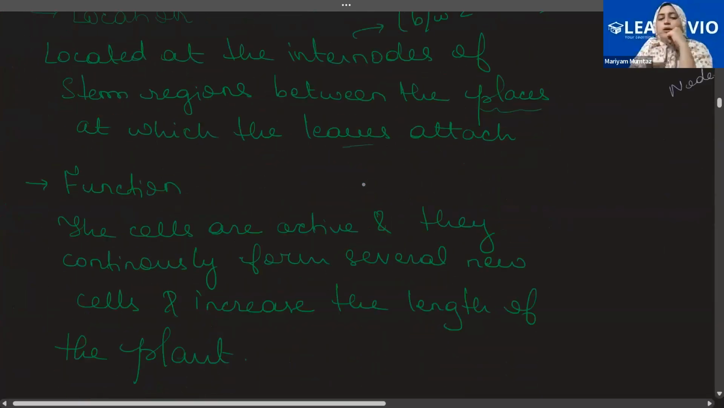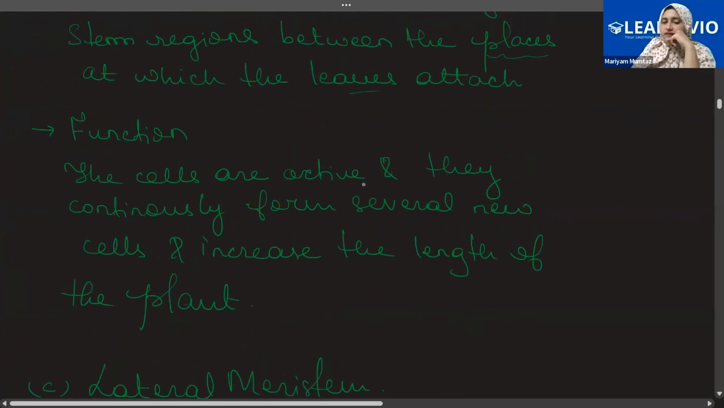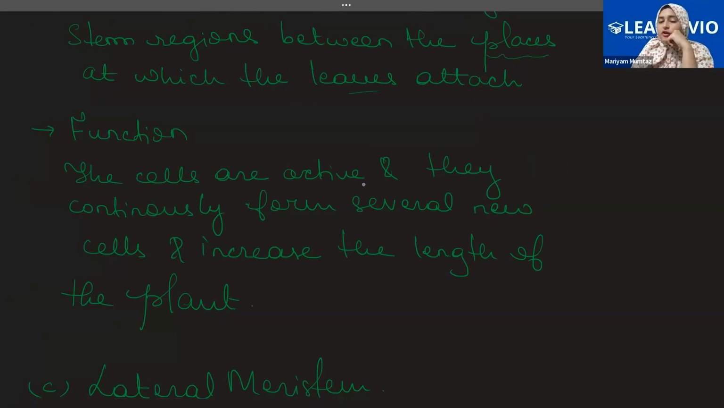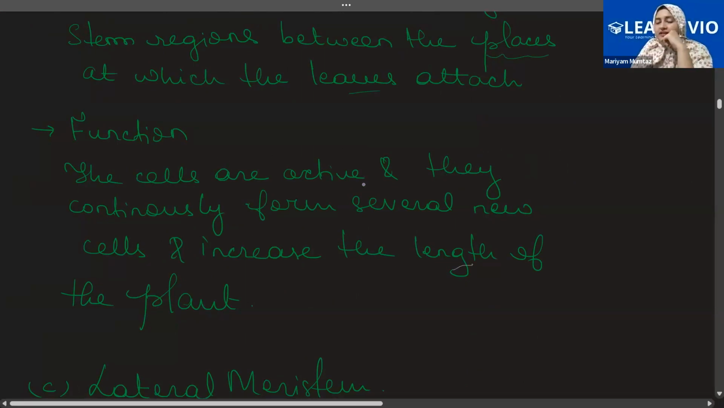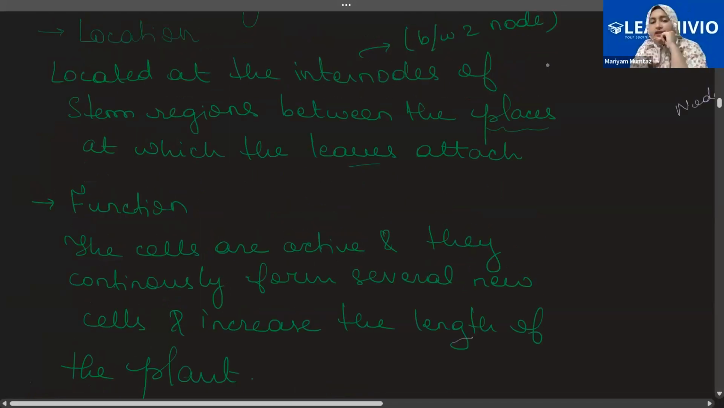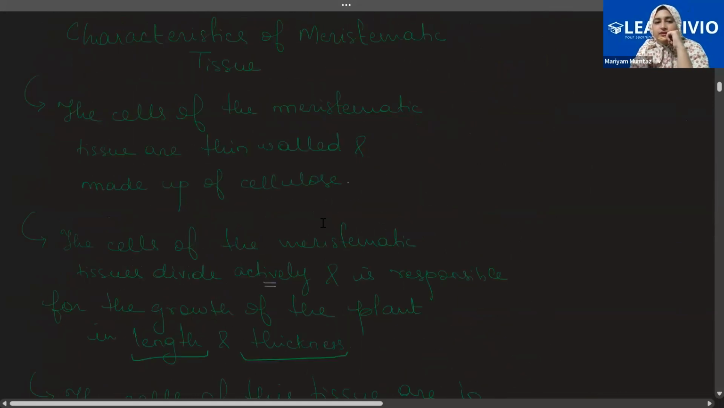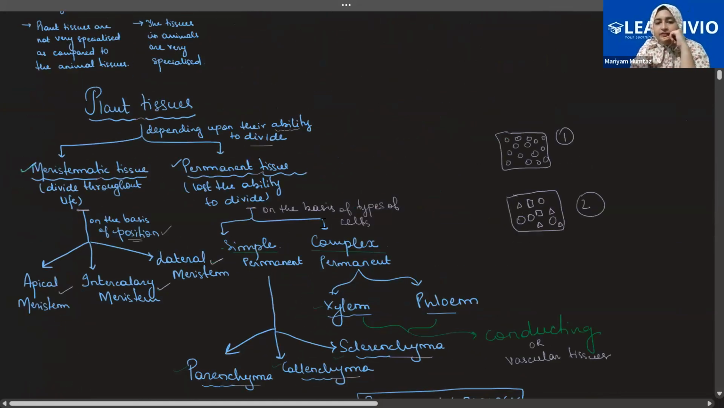Now, what is the function of this intercalary meristem? The cells are active and they continuously form several new cells and increase the length of the plant. They keep on increasing the length of the plant. So that is the function of intercalary meristem. Any doubts up until now, students? No, ma'am, clear. Okay, now you people can note it down. Then we'll move forward.